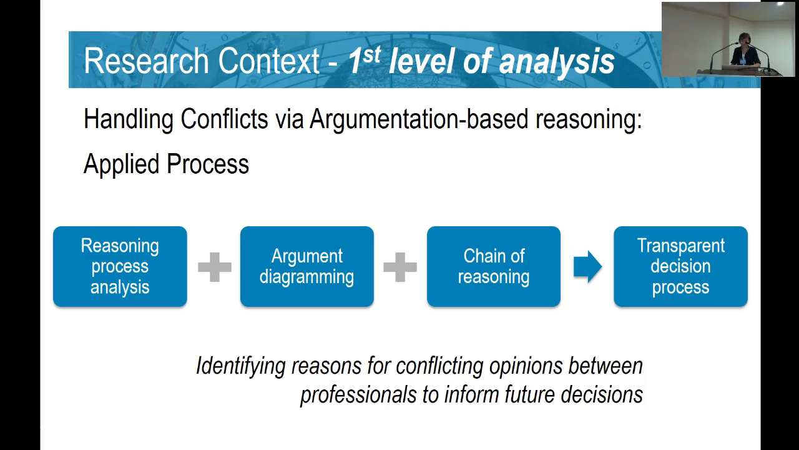What is the process of this first level of analysis when we are applying recommendation-based reasoning? In this research, we are interested in analyzing the reasoning process without constraining creativity, of course, where new information and illustrations developed in collaboration are continuously added to the process. For this purpose, we are using argument diagramming, a method to construct a graph of boxes representing premises and conclusions of arguments, and arrows that represent the pros and cons of the different relationships between the arguments, in order to show an overview of the chain of reasoning of the professionals. This analysis makes the decision process more transparent, highlighting reasons for conflicting opinions between professionals so as to inform future decisions.